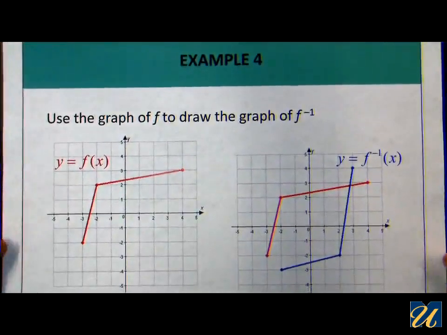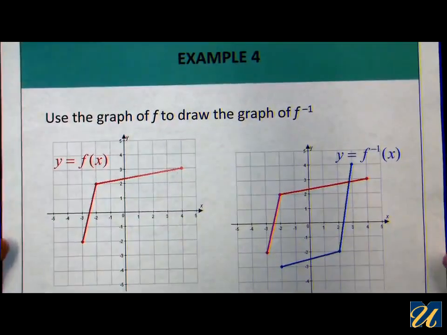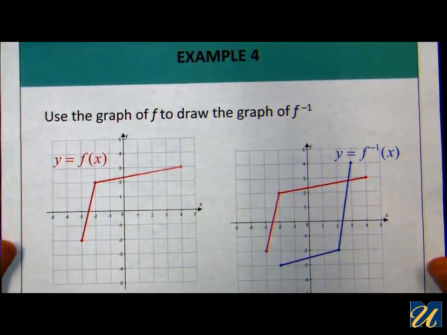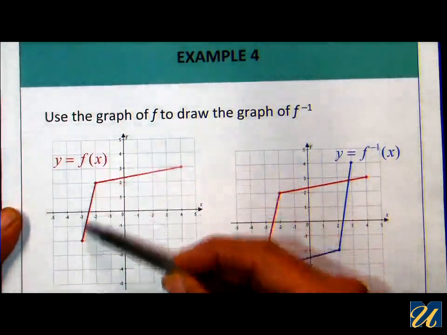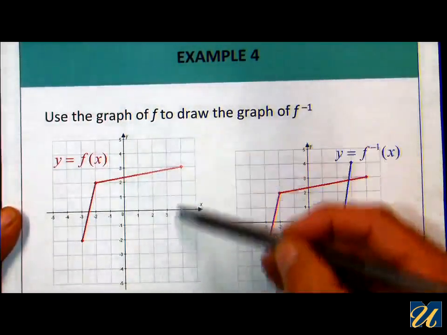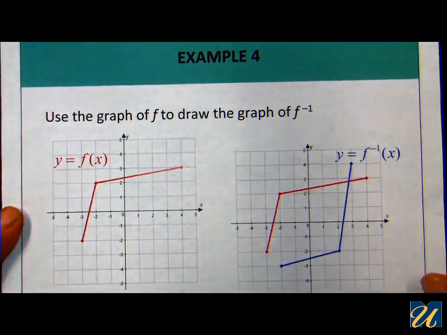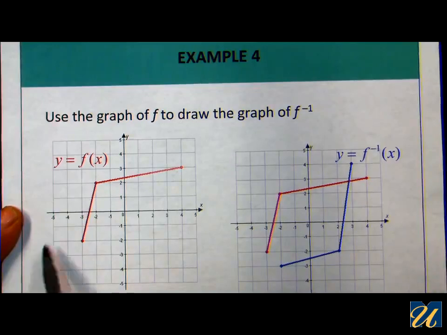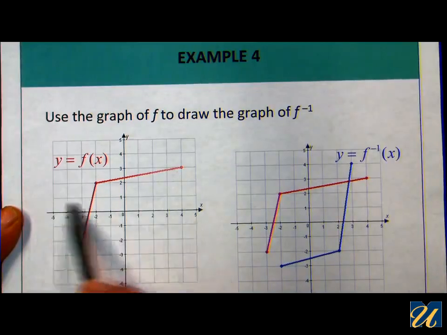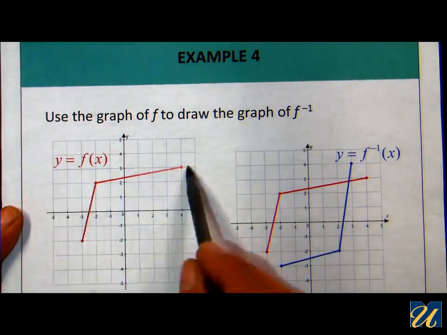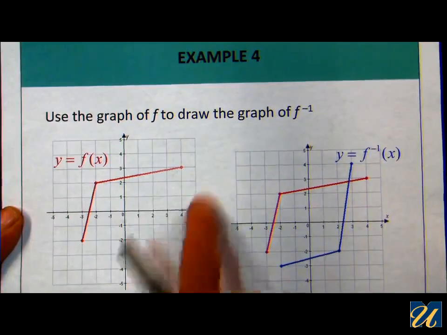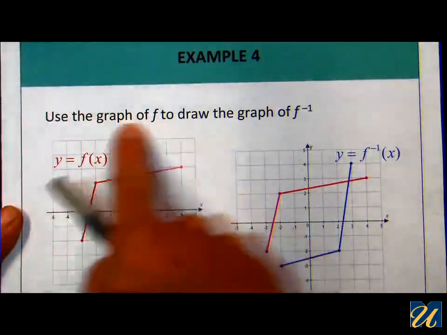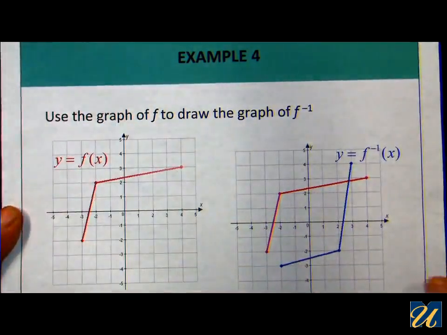Use the graph of the red function f to draw the graph of its inverse. Okay, first note that this is a function because it passes the vertical line test, meaning the vertical line intersects the graph only once. It also passes the horizontal line test, that any horizontal line can only cross the graph at most once. So this is a one-to-one function, which means it does have an inverse.